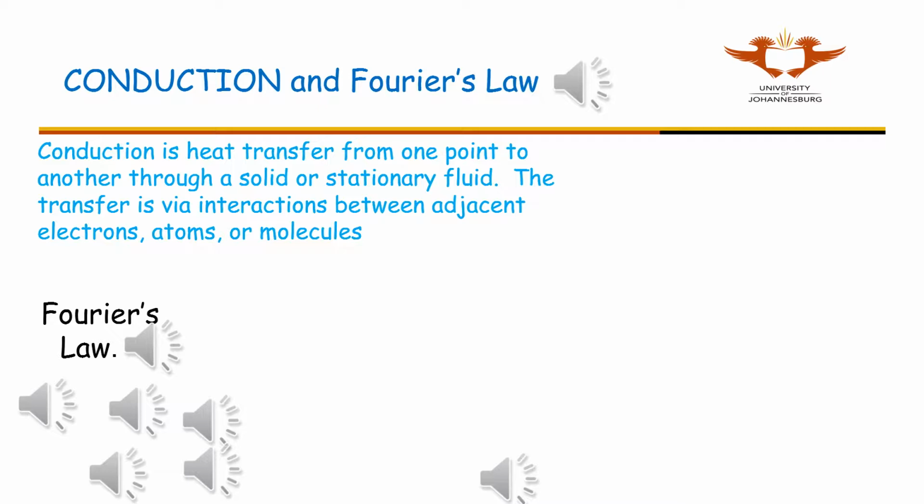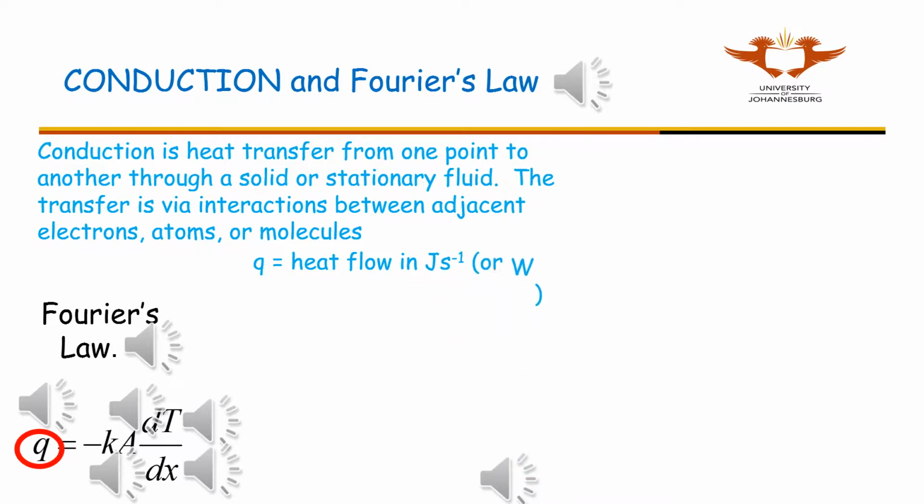Fourier developed a law which is now widely used to calculate the rate of heat conduction. Q is the heat flow rate at a given position, determined by the value of x in the equation. It is the number of joules flowing per second, and is measured in watts.